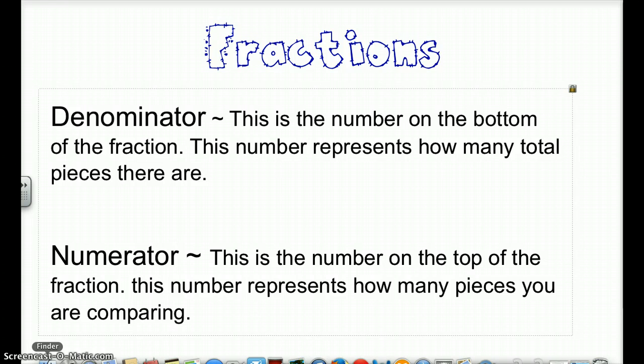So let's get started talking about fractions. First, we have the denominator. This is the number on the bottom of the fraction. This number represents how many total pieces there are of a whole. Numerator. This is the number on the top of the fraction. This number represents how many pieces you are comparing.